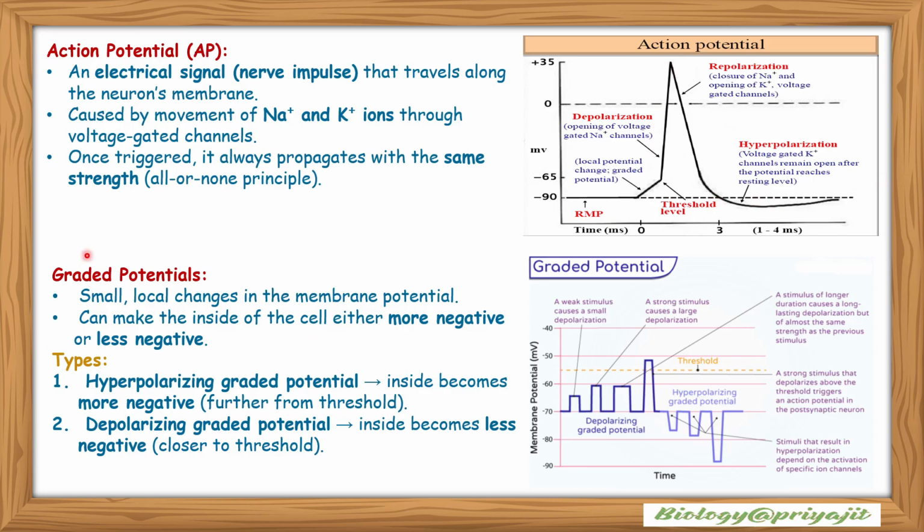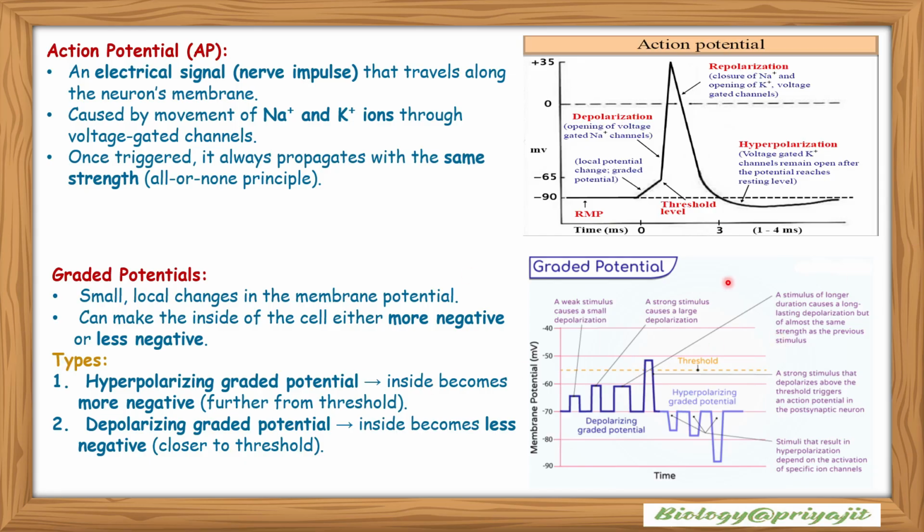Now, graded potential: small local changes in the membrane potential. It can make the inside of the cell either more negative or less negative. Types: hyperpolarizing graded potential, where the inside becomes more negative, further from threshold. Depolarizing graded potential, where the inside becomes less negative, or closer to threshold.